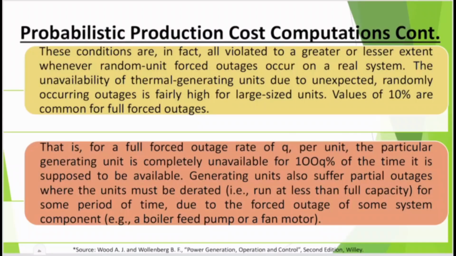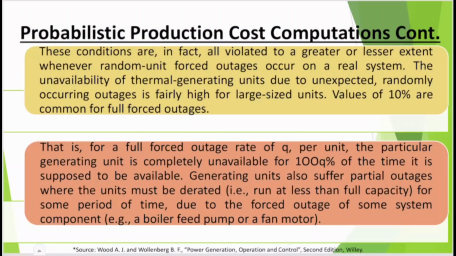The unavailability of thermal generating units due to unexpected, randomly occurring outages is fairly high for large size units. For example, if you have a super thermal power plant having 10 units, in a year maybe one or two units suddenly switch off, and then you have to see what went wrong. You repair and make sure they are in line after a few hours. Now, values of 10% are common for full forced outages, meaning we assume that out of 10 generating units, at least one will fail at a given period of time.